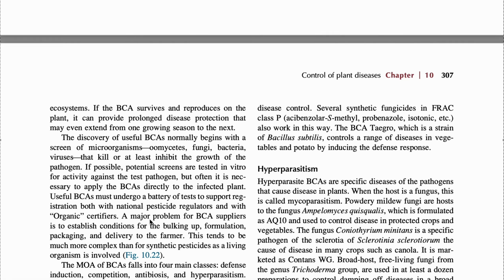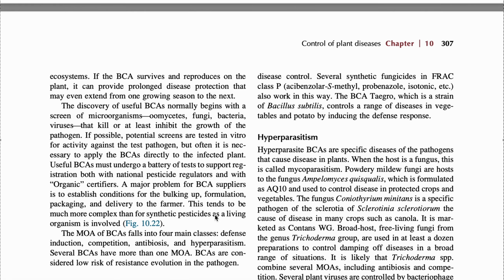A major problem of the BCA supplier is to establish conditions for the bulking up, formulation, packaging and delivery to the farmers. This tends to be much more complex than for synthetic pesticides, as a living organism is involved. Definitely, as a living organism is involved, packaging it and how long it will live, the shelf life, becomes much more important than for the chemical ones.